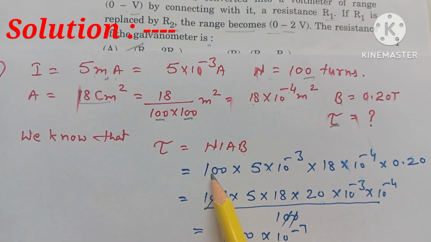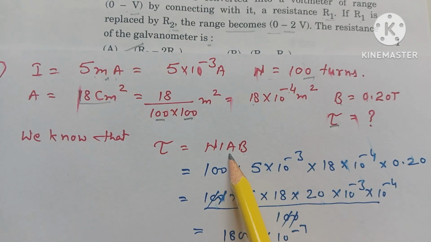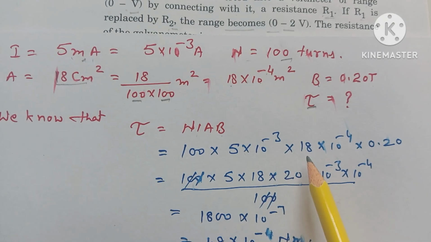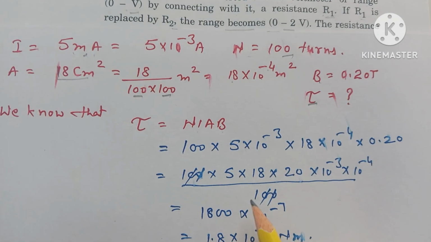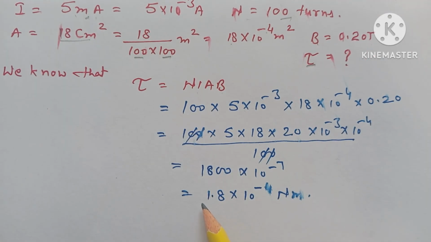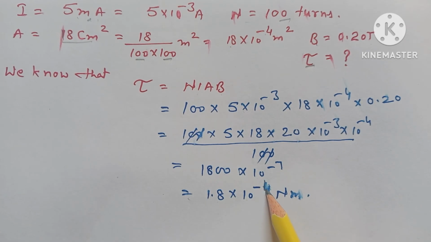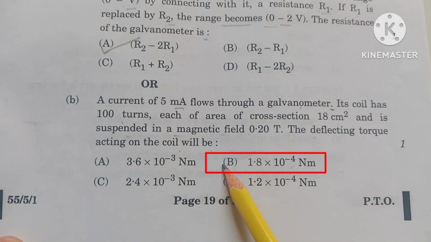So by putting the values, N is 100, I is 5 times 10 raised to power minus 3, area is 18 times 10 raised to power minus 4, and magnetic field 0.20. By solving this we are able to get the solution. It becomes 1.8 into 10 raised to power minus 4 Newton meter. So in this way, in B part, B option is the correct option. The deflecting torque acting on the coil is 1.8 into 10 raised to power minus 4 Newton meter.